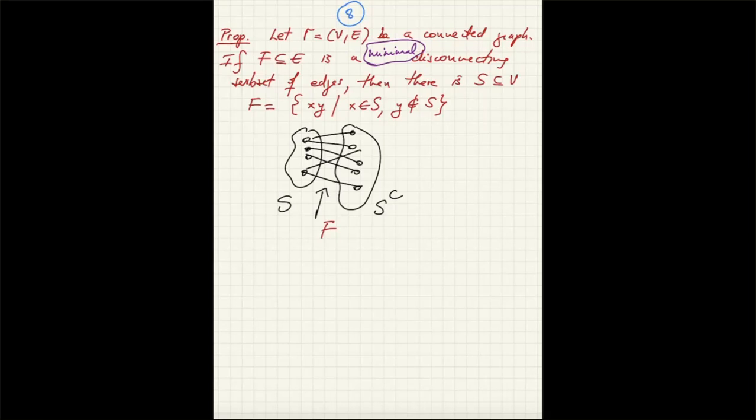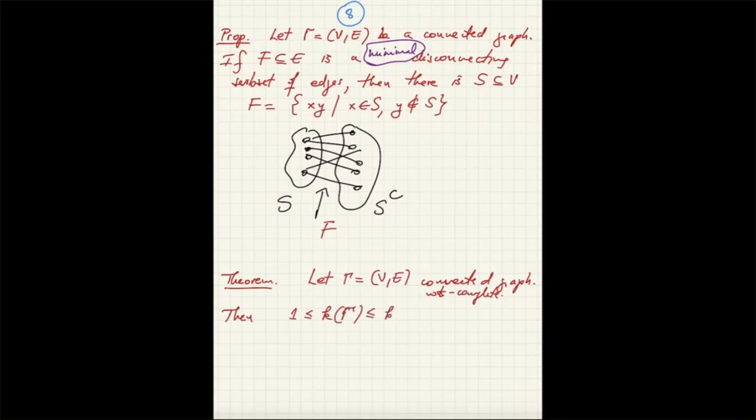Now, let's prove a theorem. So again, the same situation as before, gamma a connected graph, and let's assume it's not complete. Then the vertex connectivity is greater or equal to 1, but it's less than or equal to the edge connectivity, and that is less than or equal to the minimum degree.